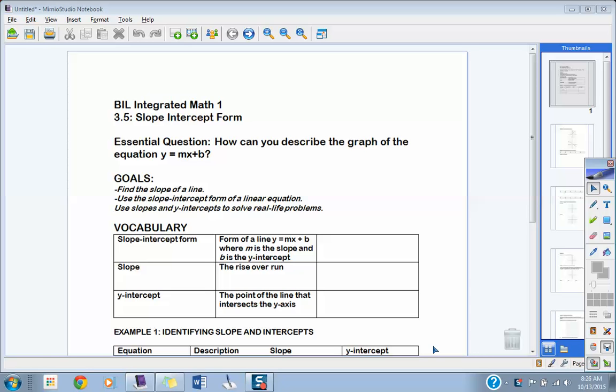Okay. Did everybody get the notes in there? And everybody's got 73.5 notes. Everybody good on that? Okay.